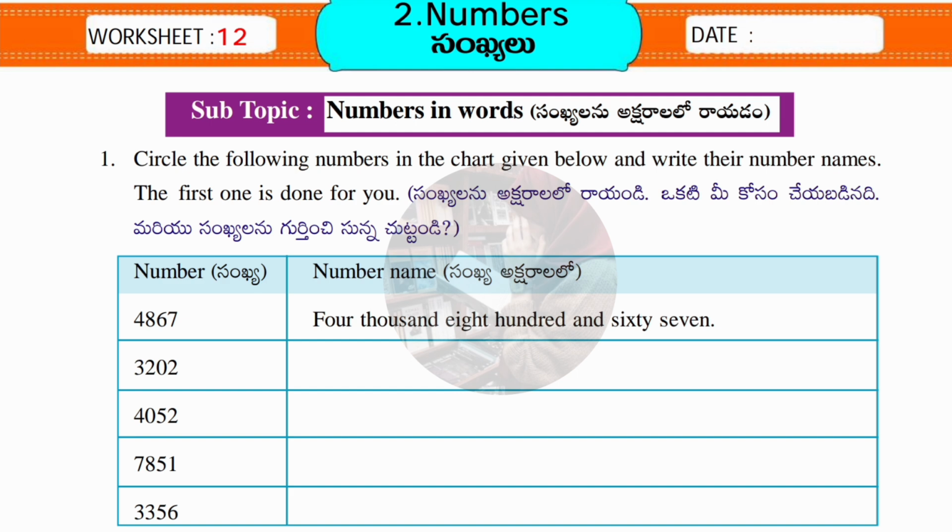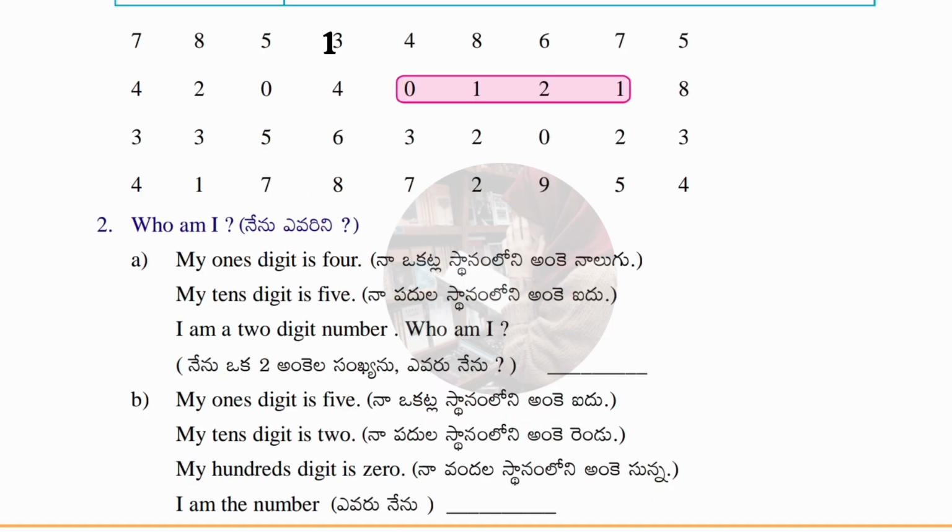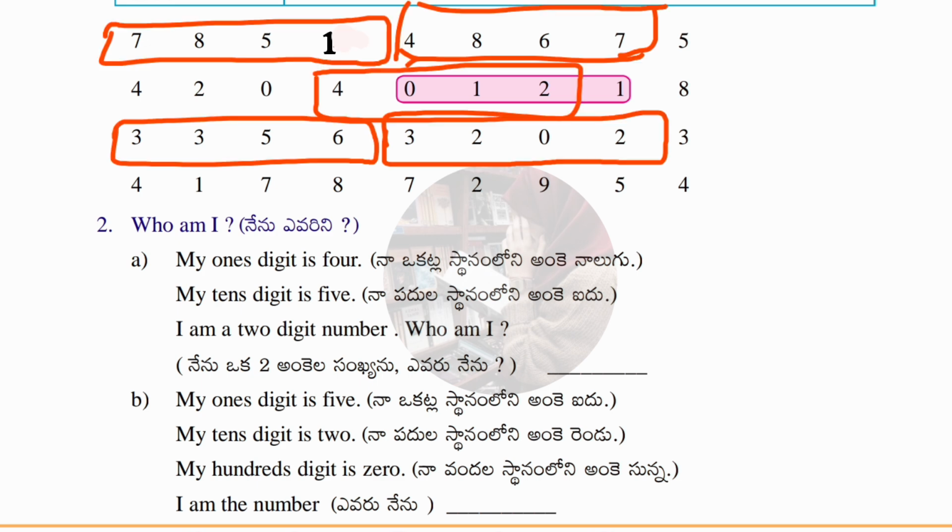Okay, next number is 3202. Next number 4052. Next 7851. Then 3356. Understood guys? And now what we have to do, we have to circle the given numbers as well. As it is said in the question, circle the number.